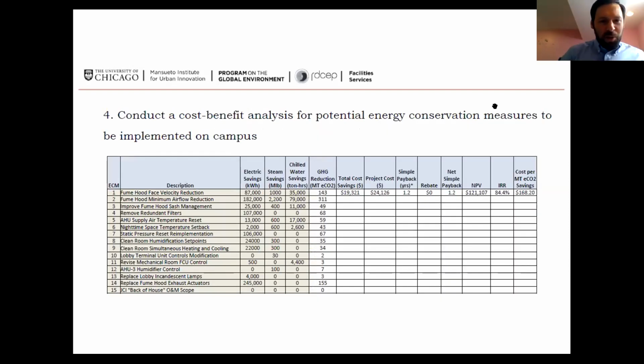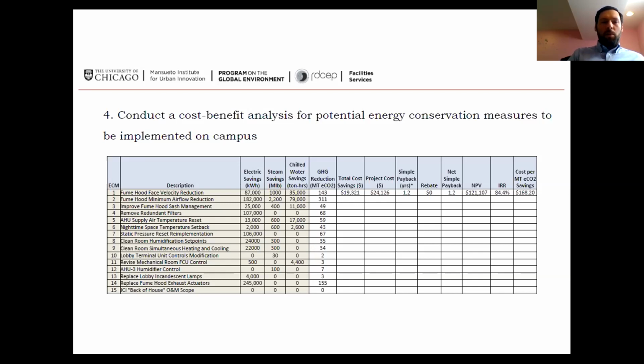I'm Brian Bazell, Energy and Utilities Manager in Facilities. I'm going to talk about the 4th project, which is conducting a cost-benefit analysis for potential energy conservation measures on campus. In our group, the Energy Services and Sustainability Group, we implement a lot of energy efficiency projects around campus. And one of the ways we evaluate those projects is by doing a cost-benefit analysis. This helps us come up with a list of projects and evaluate which ones would be most impactful and effective.